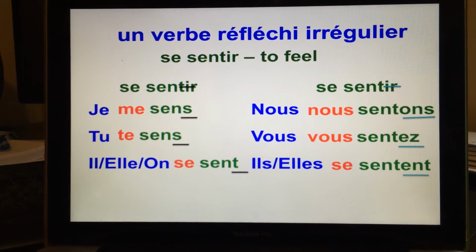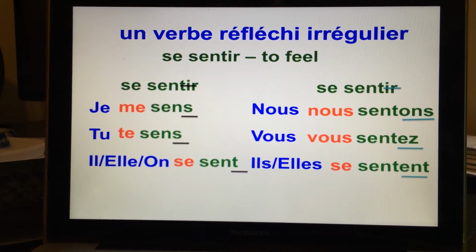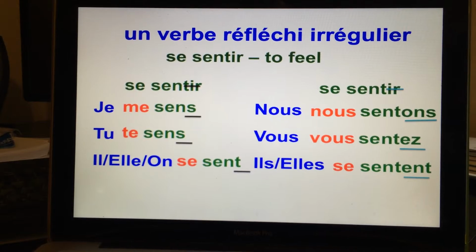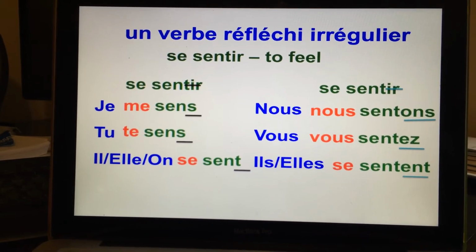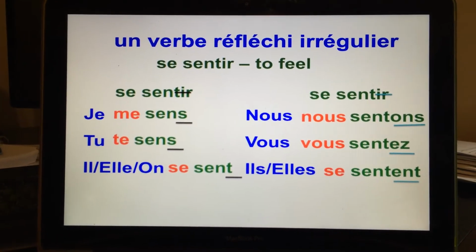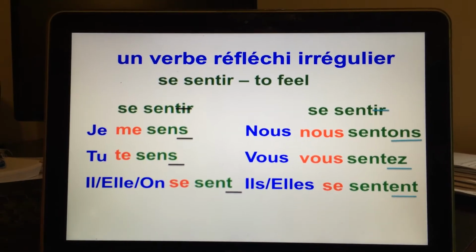So if you don't already have it out, go ahead and grab your irregular verb chart and press pause. Take a moment to copy this verb down onto your irregular verb chart. And when you're done with that, press play and we'll continue.